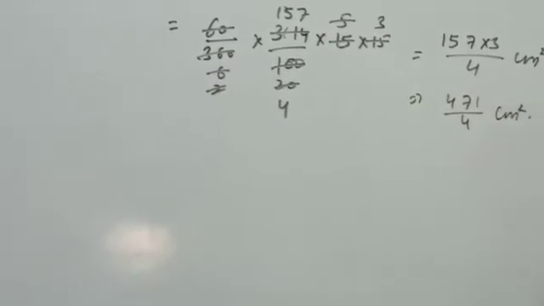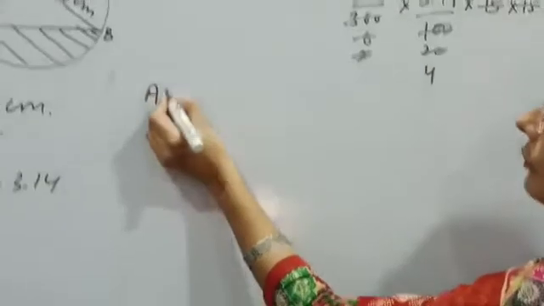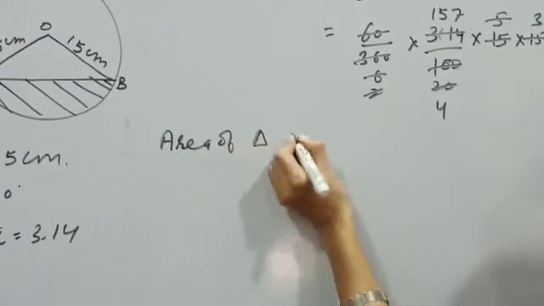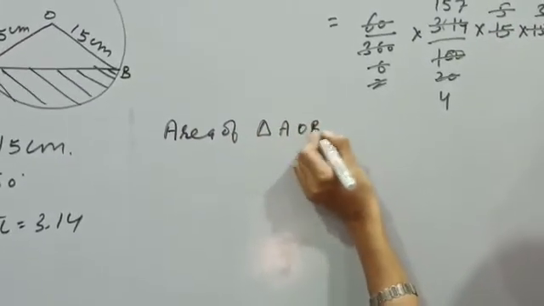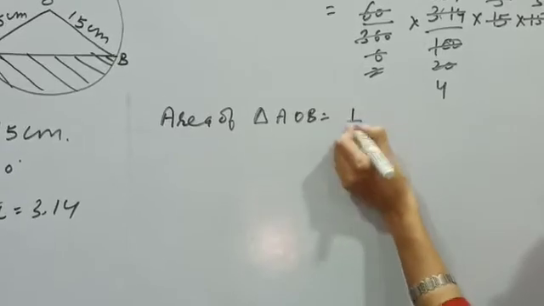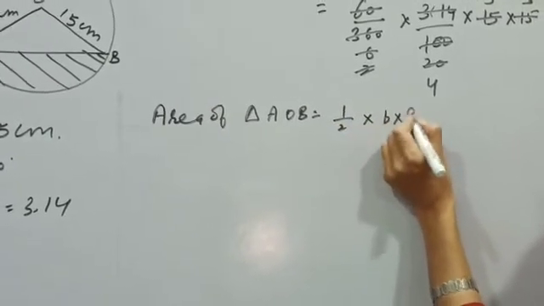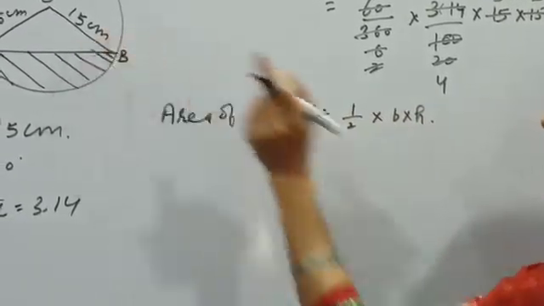Now let us do the concept of the area of the triangle. Area of triangle AOB. We know that the area of a triangle is 1 by 2 base into height. This triangle does not contain the height.